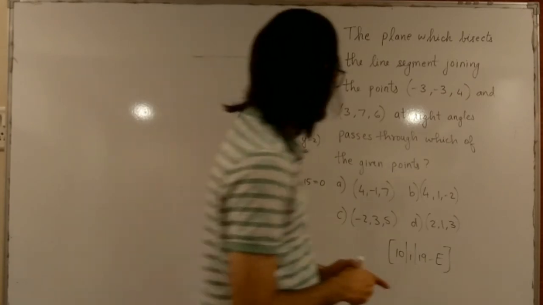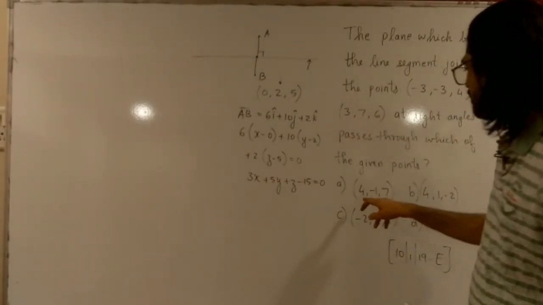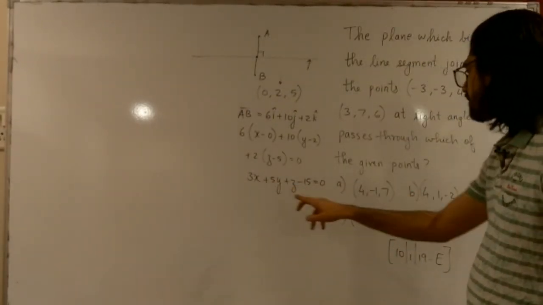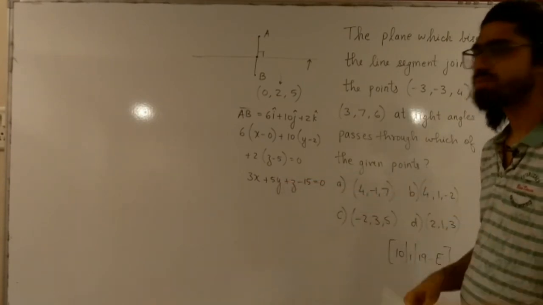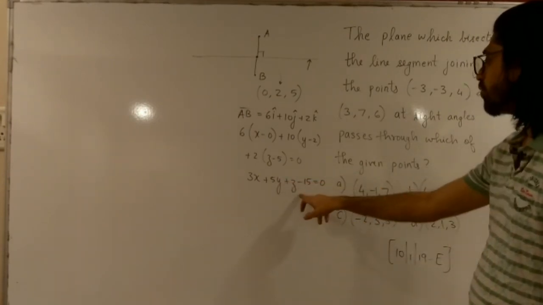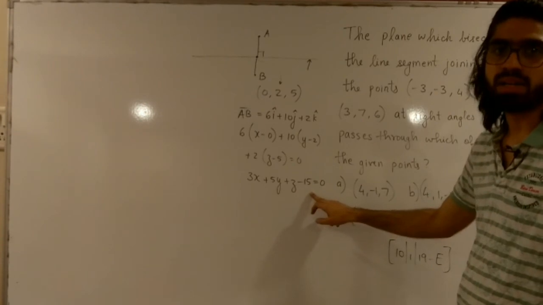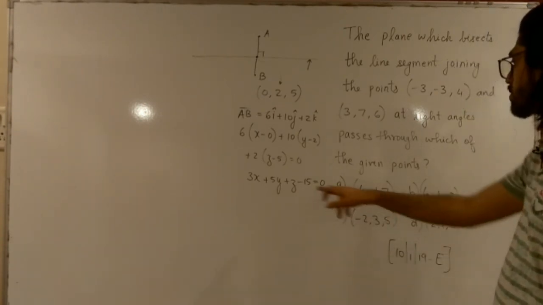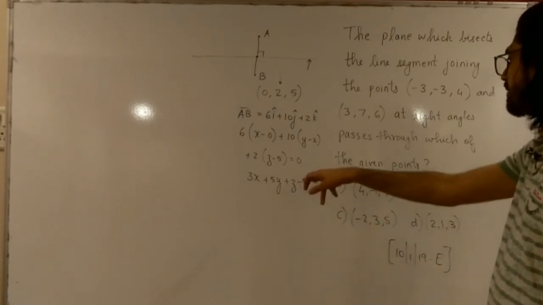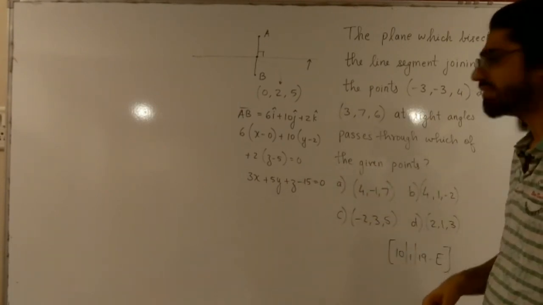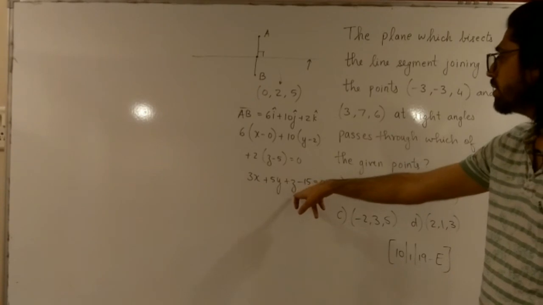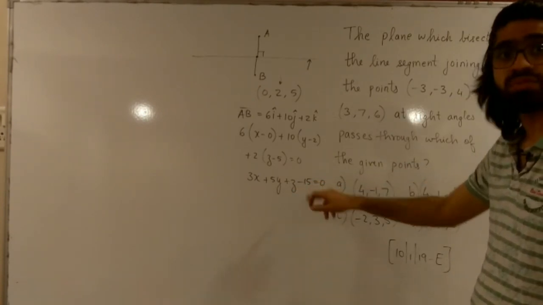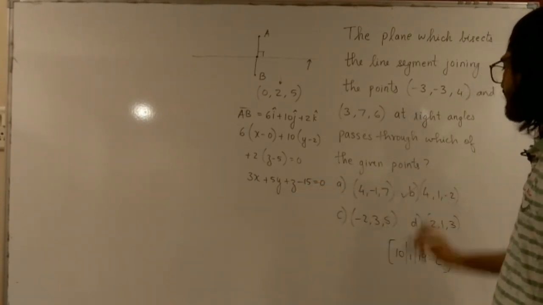Start putting in the options. So when you put in the first option, you have 12 minus 5. 12 minus 5 is 7. 7 plus 7, 14. 14 minus 15 minus 1 not equal to 0. Option A is wrong. Go for option 2. So 3 into 4, 12. 12 plus 5, 17. 17 minus 2, that is 15, and 15 minus 15, 0. So option B becomes the right answer.